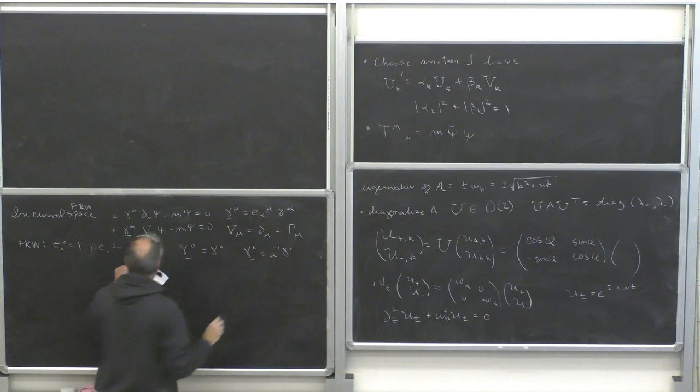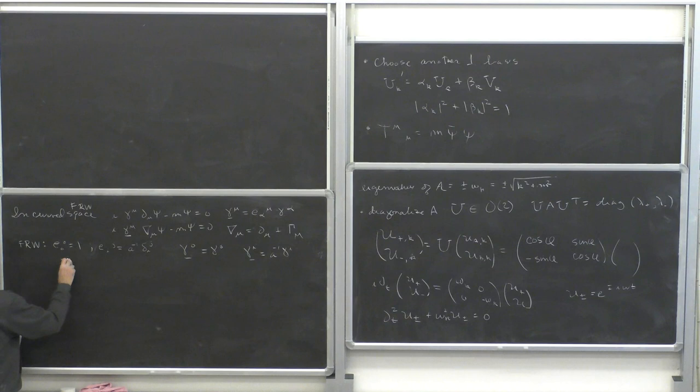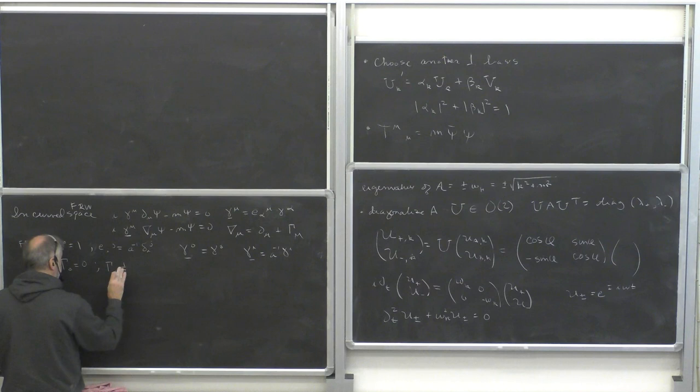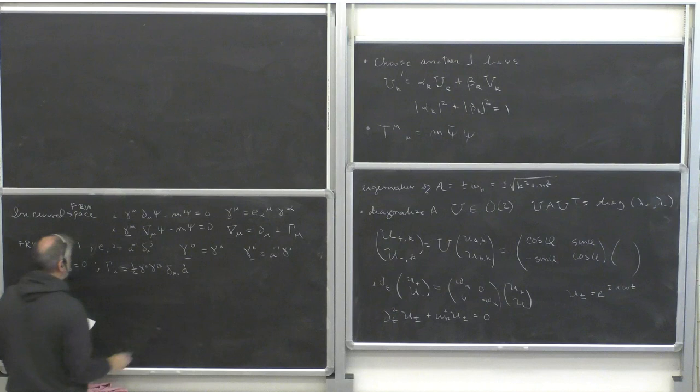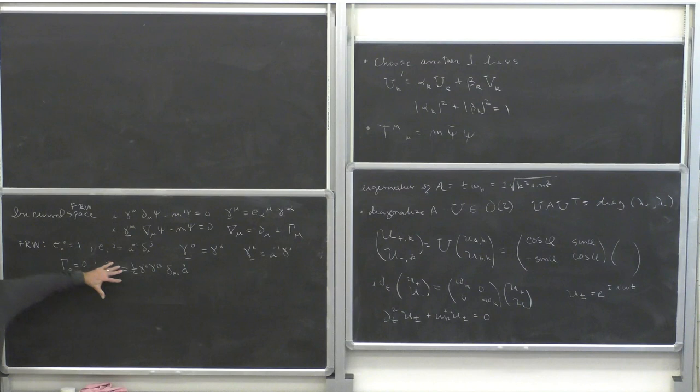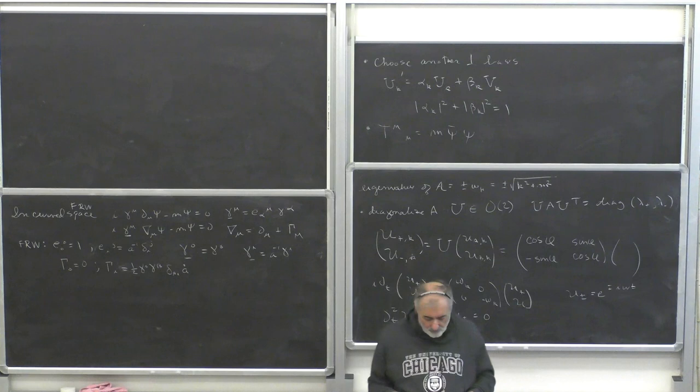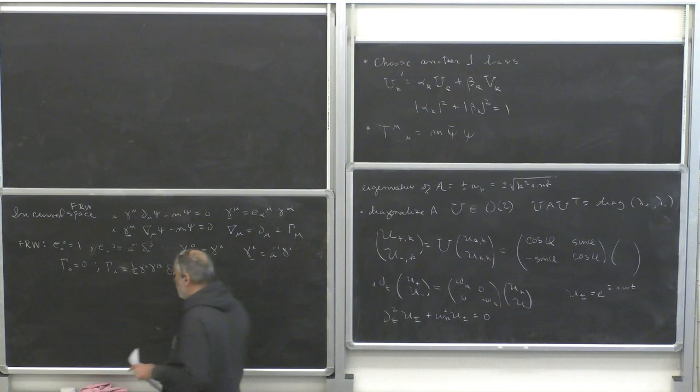And also in FRW, the spin connection for the fermions is sort of simple. Gamma 0 is equal to 0. Gamma I, maybe not so simple, is one half gamma 0 gamma beta delta beta I times a dot. It's a good exercise to calculate these. It will give you some feeling of the Vierbein formalism.